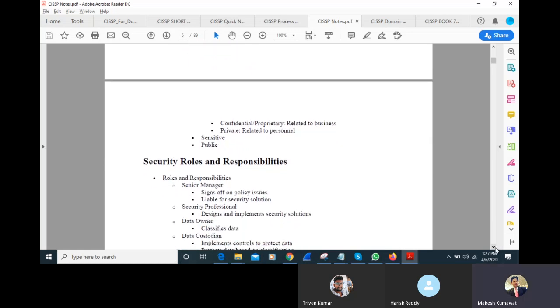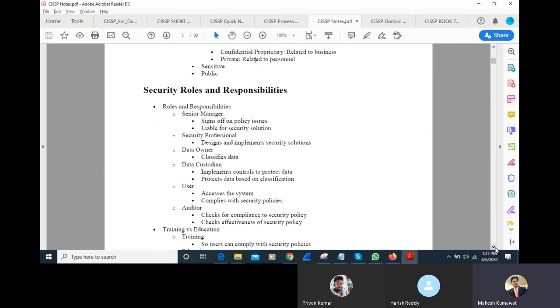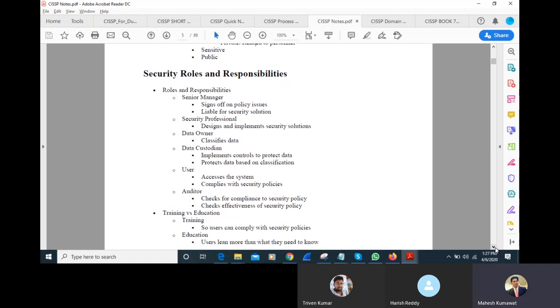Okay, then we have another thing, which is security roles and responsibilities. So, roles and responsibilities of senior management: what type of responsibilities do they have? Senior management signs off the policies. They provide the signing authority for the security policies and are liable for the security solutions.